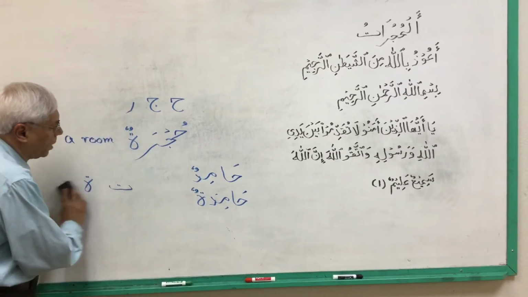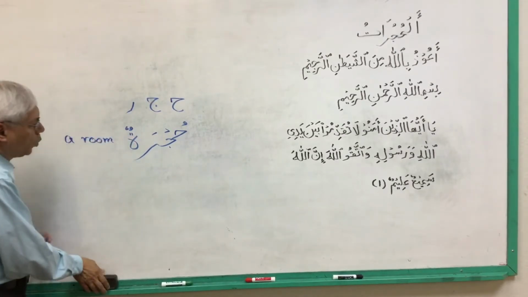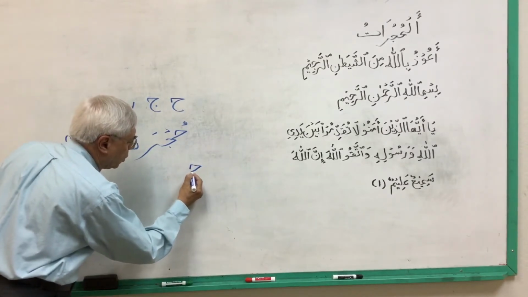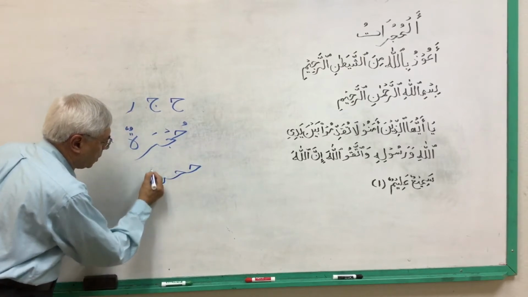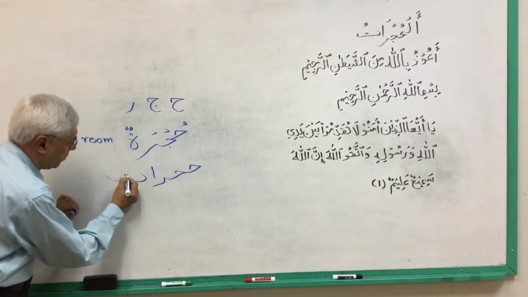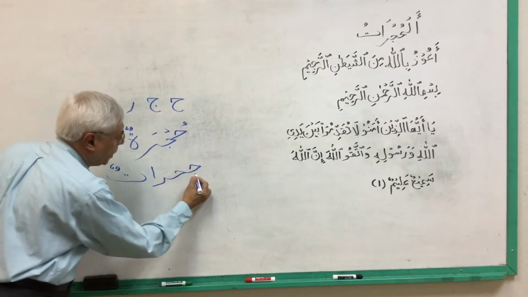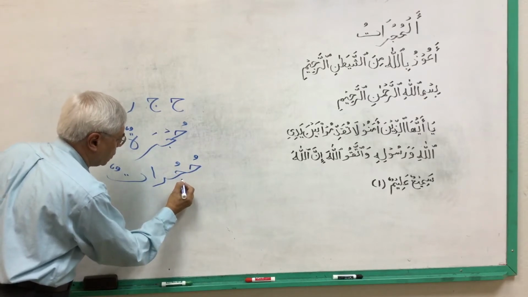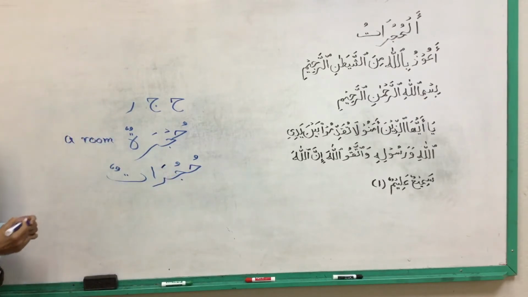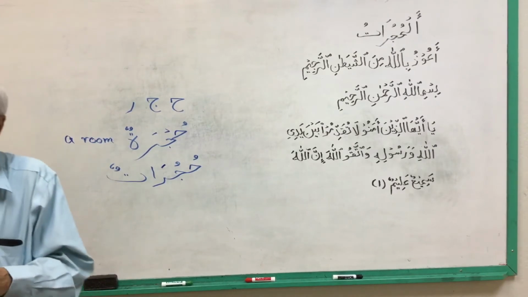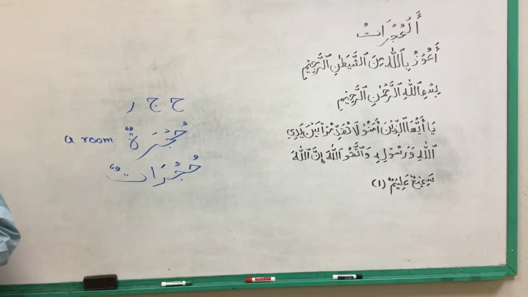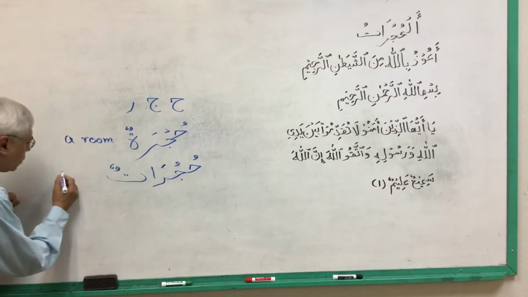Okay, now when we make the plural of this word, the plural is made this way. Hujuratun. This is the plural. And we'll learn more after that, but this is Hujuratun. What happens? When you make the plural, this round ta opens up to a regular ta. The round ta is only for singular. So this means rooms.